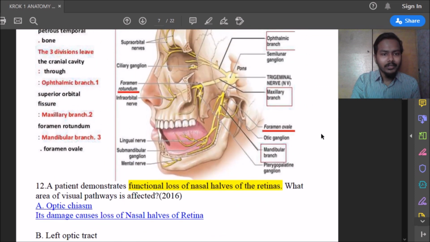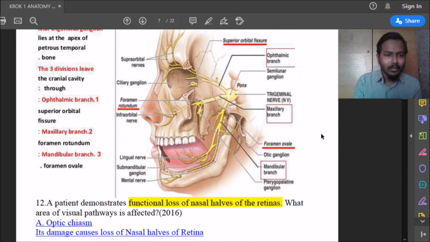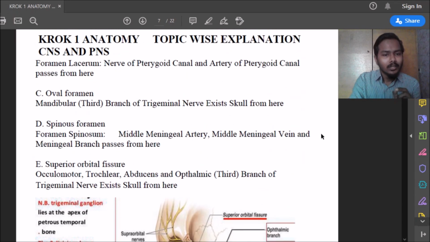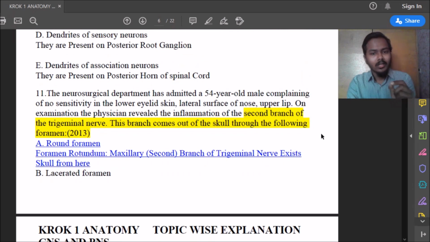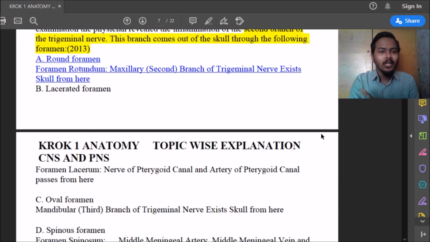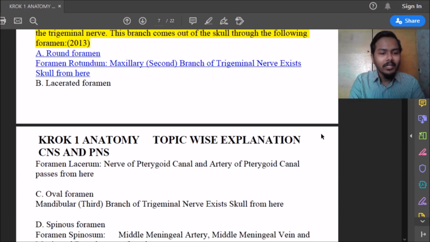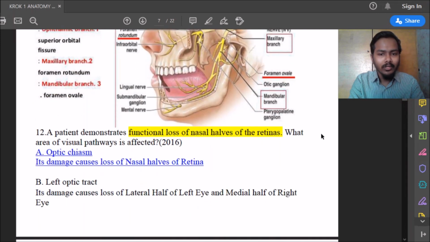You can see in the image, the ophthalmic branch goes through the superior orbital fissure, the maxillary branch goes through the foramen rotundum, and the mandibular branch through the foramen ovale. The second branch comes out of the skull through the foramen rotundum. Don't be confused. These questions they are asking repeatedly many times, so please read the question carefully and answer.